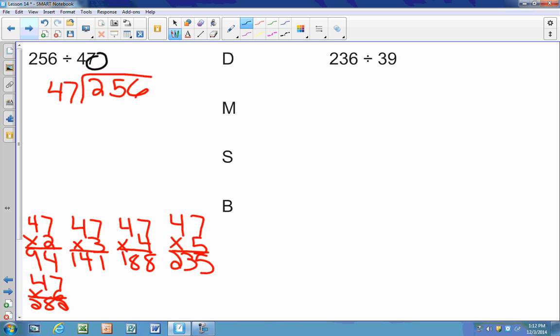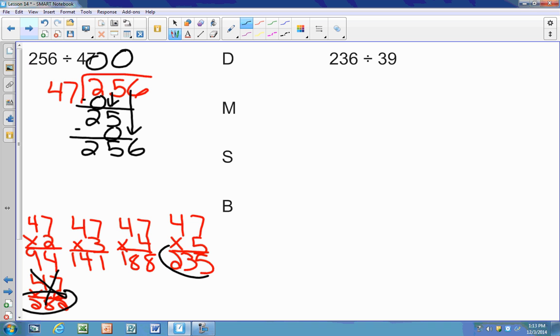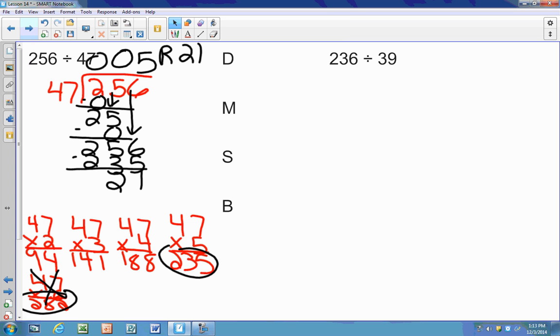I can't go in to 2, so I subtract and I bring down. Can 47 go into 25? No, it cannot. Can 47 go into 256? I look, I have 282 here. That's too big. But then I have 235, which means it can go in 5 times. And my remainder is 21, and I would check the same way. I'm not going to do the check right now. I'm going to move on to the next problem, which is 39 into 236.